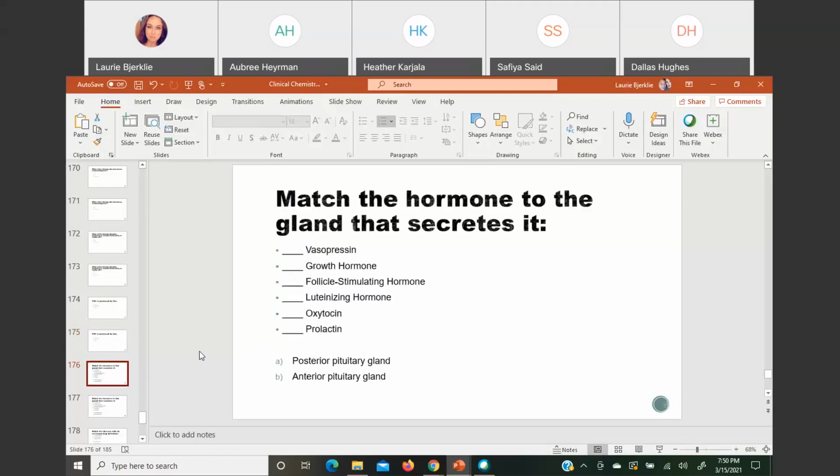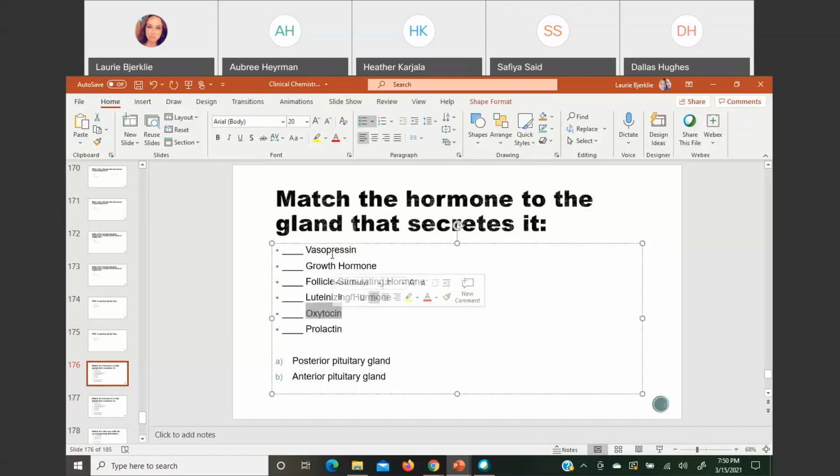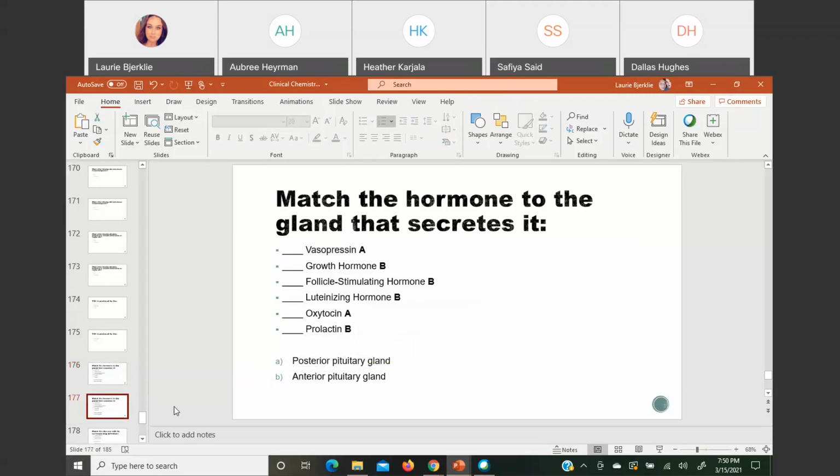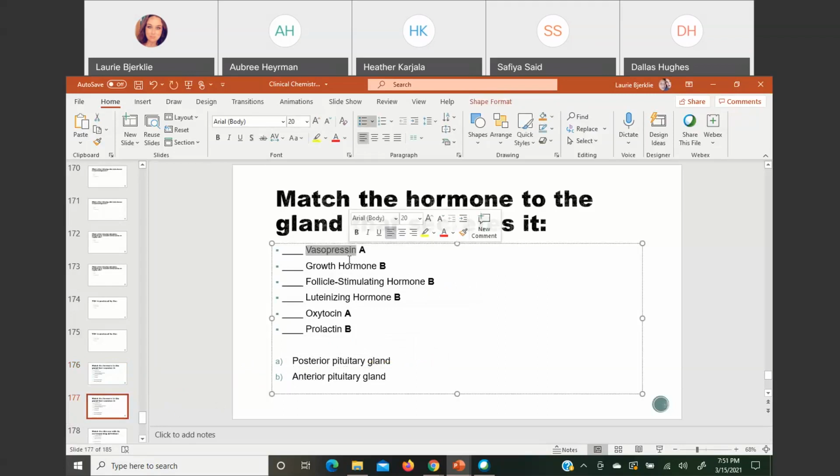Okay, so we have to match the hormones to the gland that secretes it. All of these come from the pituitary gland. So we already know that. Most of them come from one part and 2 of them come from the other part. And if I remember correctly, oxytocin and vasopressin are the 2 that are the oddballs. I think they come from the anterior. Right now, I can't for the life of me tell you, so I want to just look at the answer without confusing you. So yes, vasopressin and oxytocin are the 2 that are different.